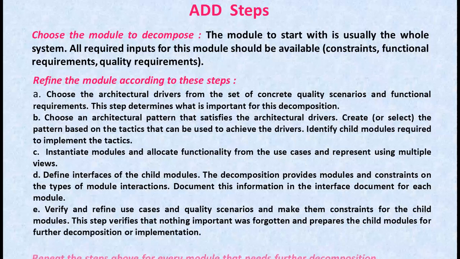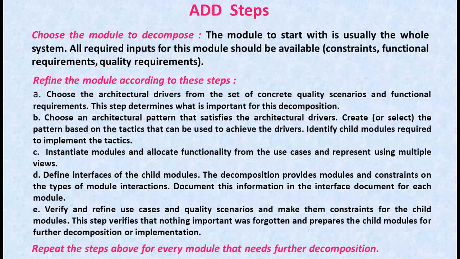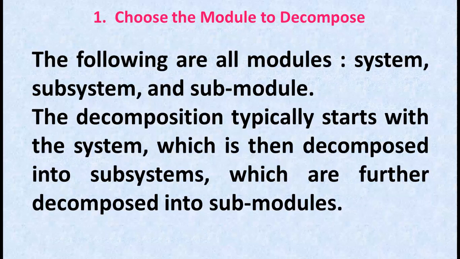Now, coming to the first one, that is, choose the module to decompose. The following are the modules: systems, subsystems or submodules. The decomposition typically starts with the system, which is then decomposed into subsystems, which are further decomposed into submodules. In our example, the garage door opener is the system. One constraint at this level is that the opener must interoperate with the home information system.